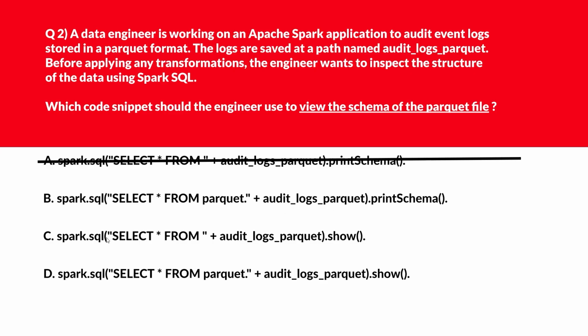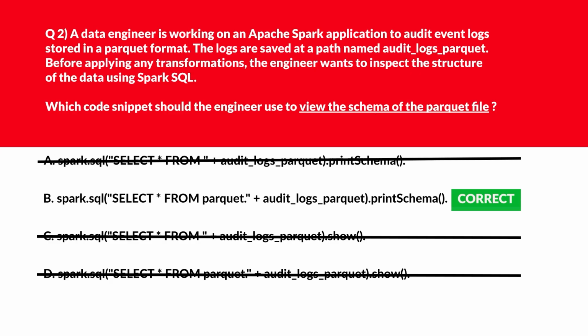Let's keep it. Now option C, if you look here, it will show the data rows instead of schema details. Wrong choice. Option D, if you look, this code accesses Parquet, but the show function outputs records, not schema, which is what we need as per the question here. D is wrong. Let's lock option B as the right answer.